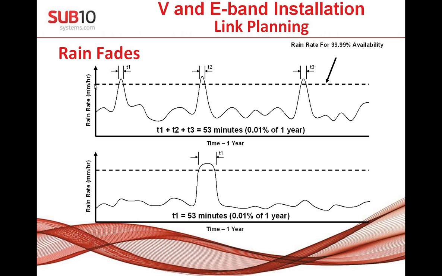And this is what you need to know. For each region, you have to find this dashed line, which says, for example, for Prague, I know that for 53 minutes per year the rain level is higher than 42 millimeters. And this is the number which I need to know. 42 millimeters per hour is rain which I have to be able to compensate by my system.